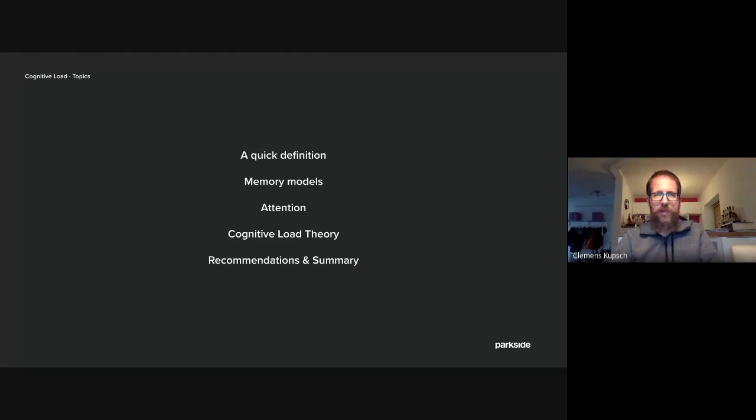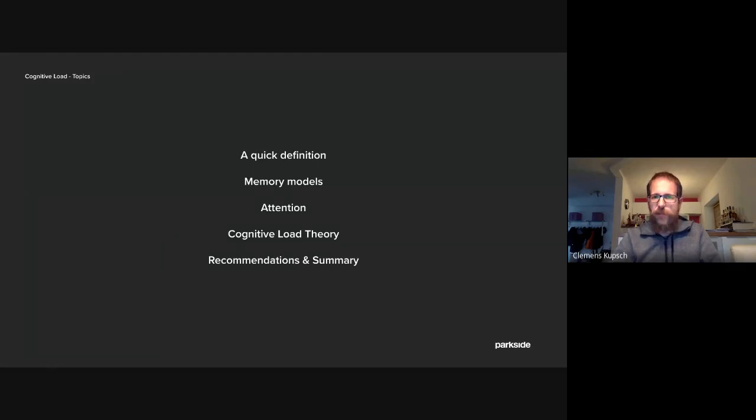We will then continue with memory models, what that means, a bit about the history here, as well as about attention. And the core element of the talk would be the cognitive load theory. This is a learning thing connected to learning theory. We will not cover the whole thing, but the thing that's mostly interesting for us as UX designers. And I will end the talk with some recommendations, a summary, and one or the other example for you to see how things apply in real life.